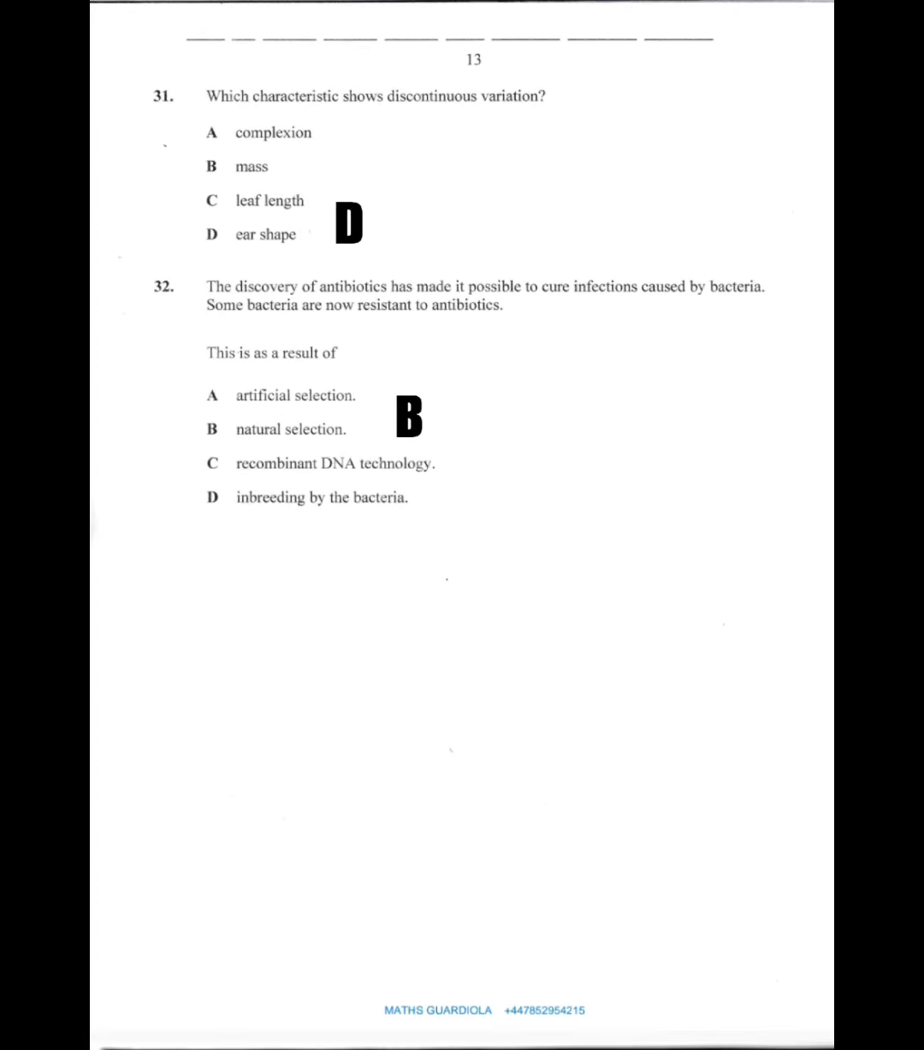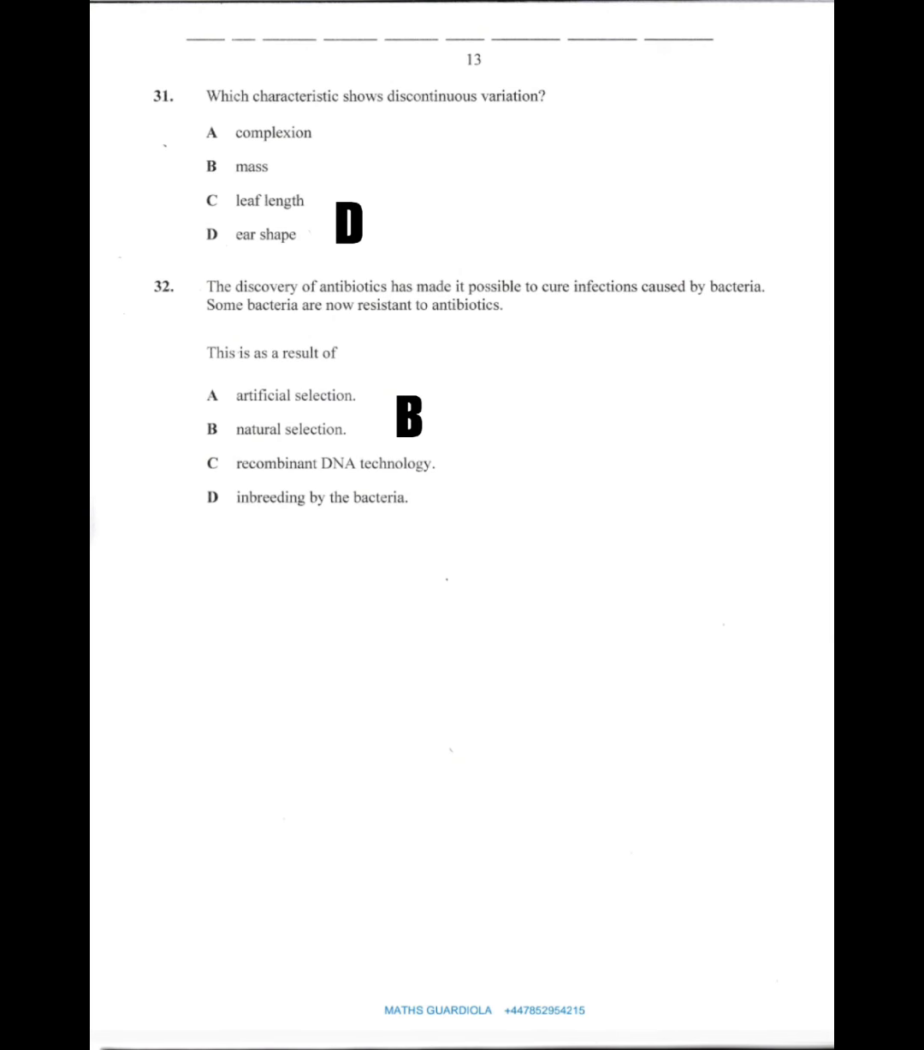Let us move on to number 31. Which characteristic shows discontinuous variation? We are going to select D as our answer, which is ear shape. Discontinuous variation relates to features which are clear-cut. Either you have it or you don't have it. For example, ear lobe shape.